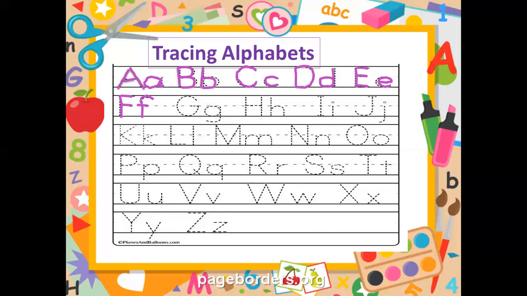Now for G, what you will do, you will draw a complete curve just like this, a complete curve and then a sleeping line. Now for the small letter G, a curve just like the letter O or zero, and then a standing line that you will convert to a curve line in the opposite direction.